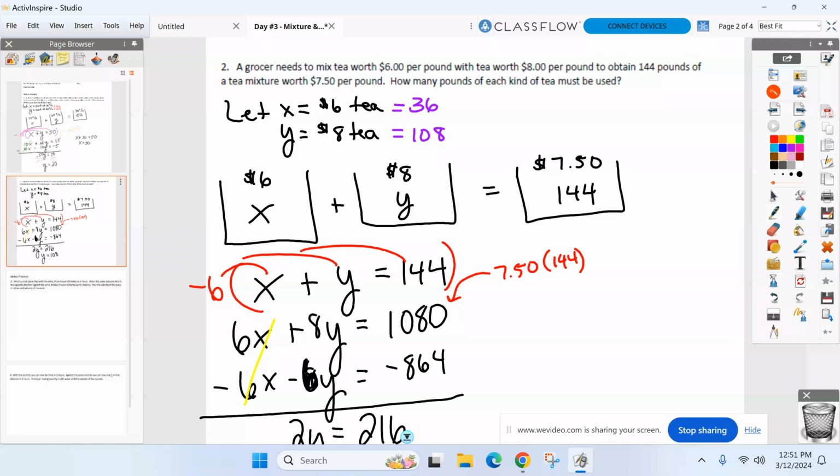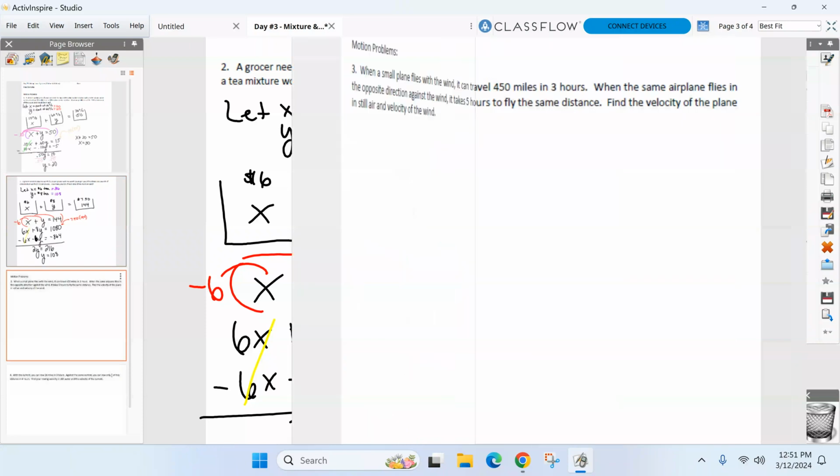Questions? Mixture. We okay? We got a different type of question coming up now. Everyone all right mixing it together? All right, second type of equation here today, motion problems.